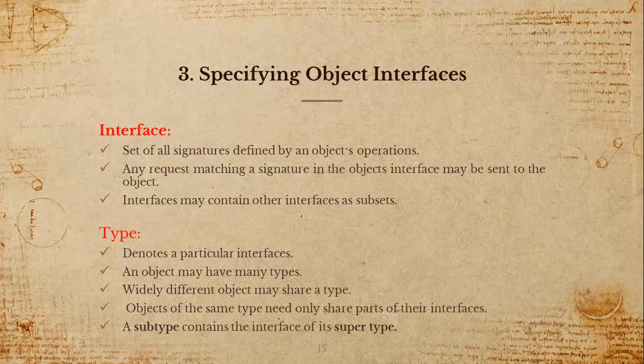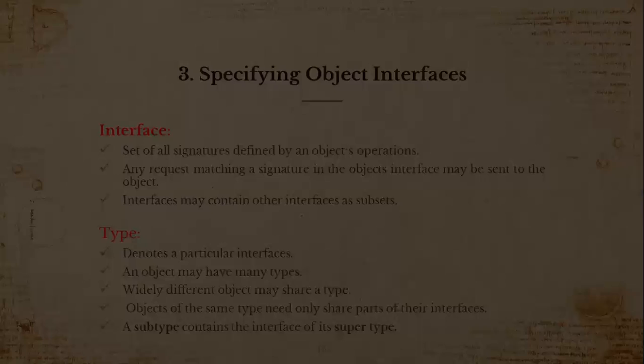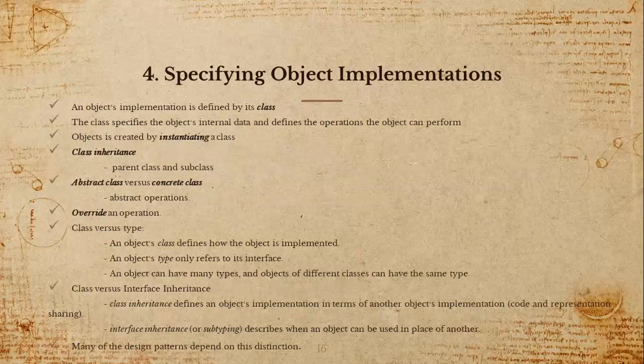Now the fourth method to solve the problem is by specifying the object's implementations. An object's implementation is defined by its class. Classes specify the object's internal data and representation and define the operations the object can perform.